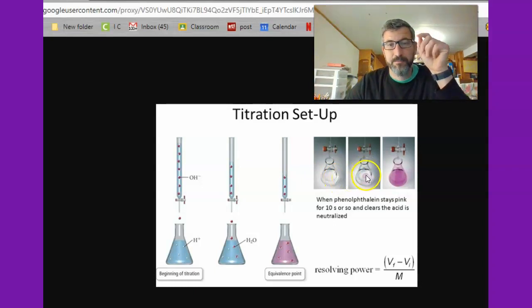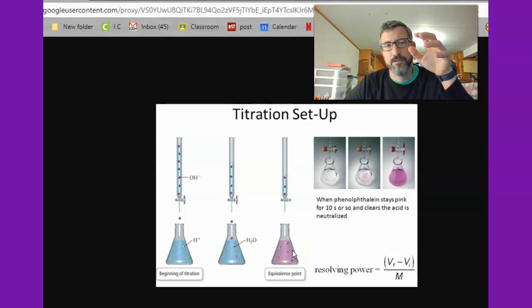And so as you add base to it, you start to get this pink color, and eventually the product turns completely pink, telling you that you've gone actually past neutral, but we'll just say to neutral. You've neutralized the acid with the base, okay?